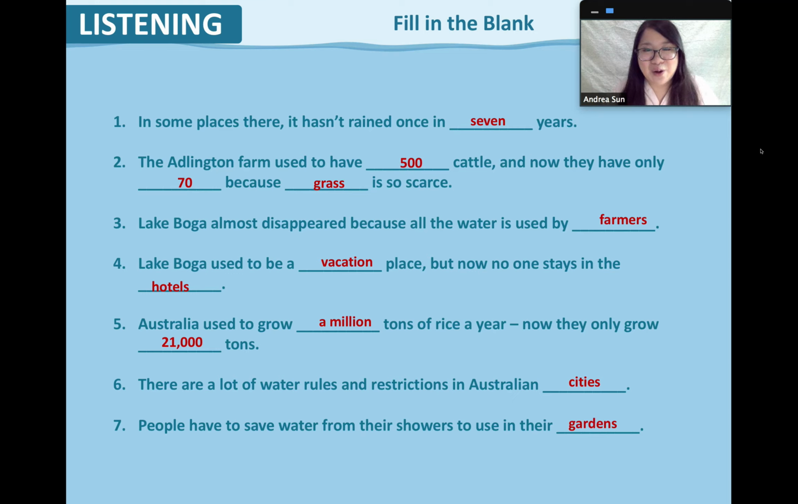Okay, so hopefully you got all of these answers right. It sounds like living in Australia can be really difficult because of the water shortage.